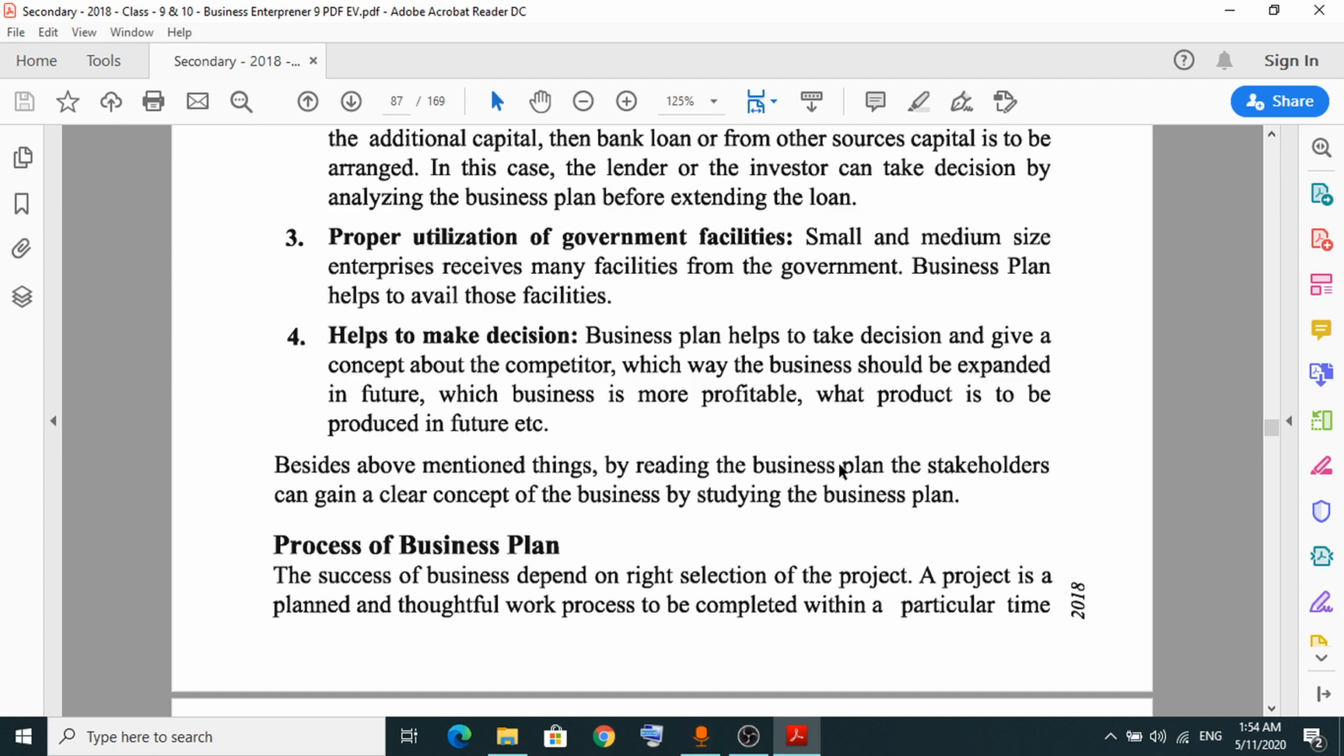Small and medium enterprises, or small and medium sized businesses, receive many different types of facilities from the government. If you want to use those facilities effectively and efficiently, the business plan also guides you to the correct path. So this is the vital role of the business plan.